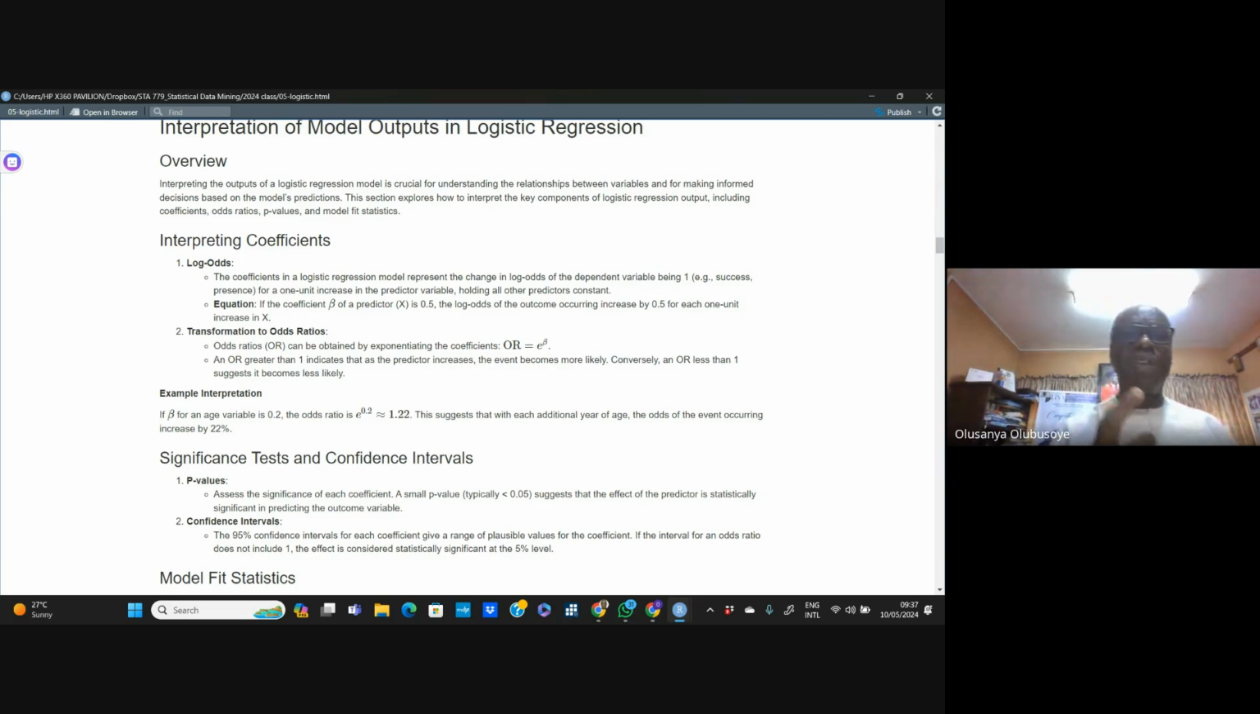So, to get the odds from the log odds, you have to take the exponent of that coefficient. You take the exponent of the coefficient, and that is the transformation to the odds ratio. By taking the exponent of that log, you can now interpret in terms of the odds ratio.